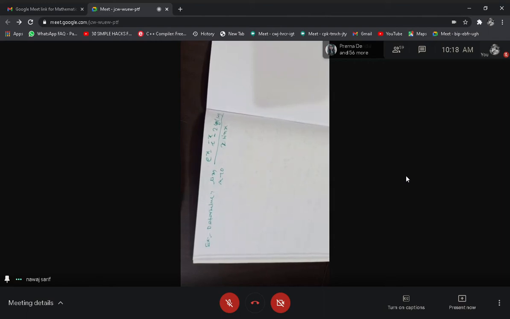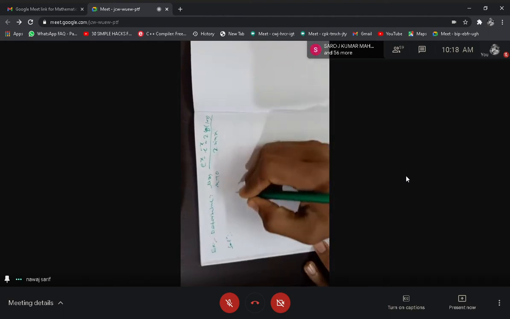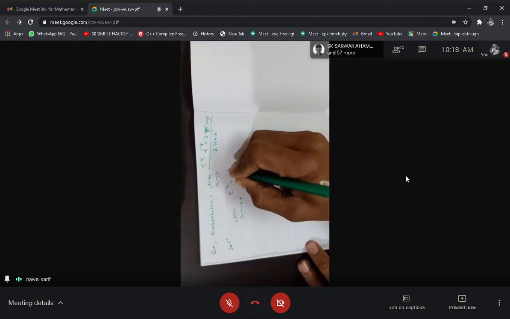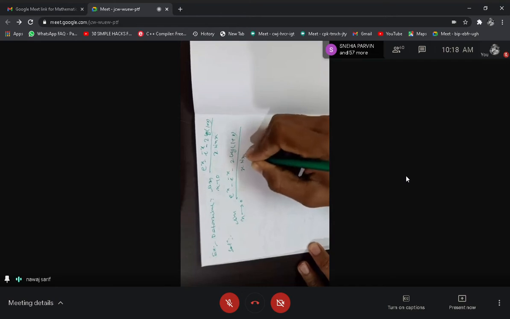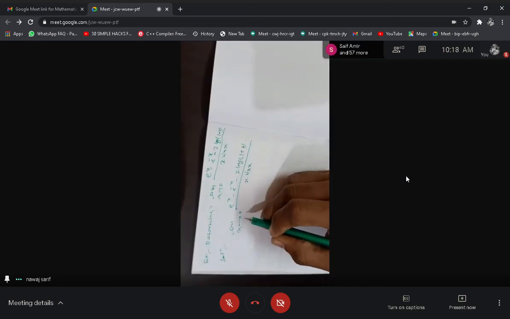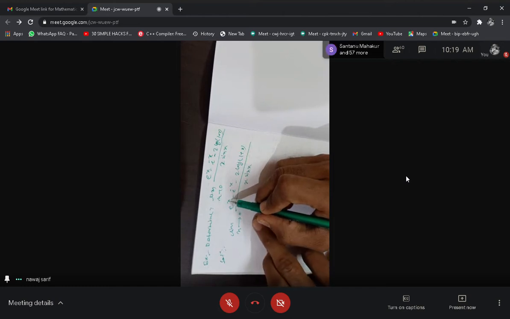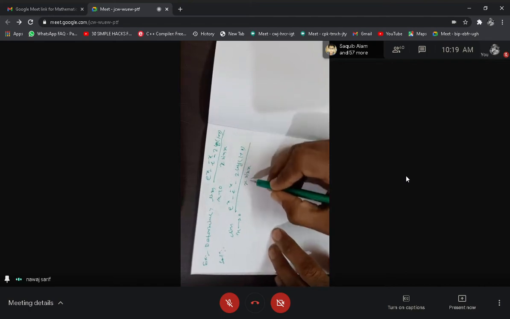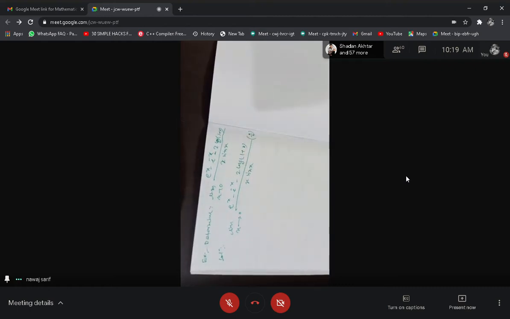Let's try to find the limit. Solution: first of all, when you put x tending to 0, e to the power 0 minus e to the power 0 is 1 minus 1, so this is 0, and minus 2 log 1 is also 0, and x sin x as x tends to 0 is also 0. So this is a 0 by 0 form.